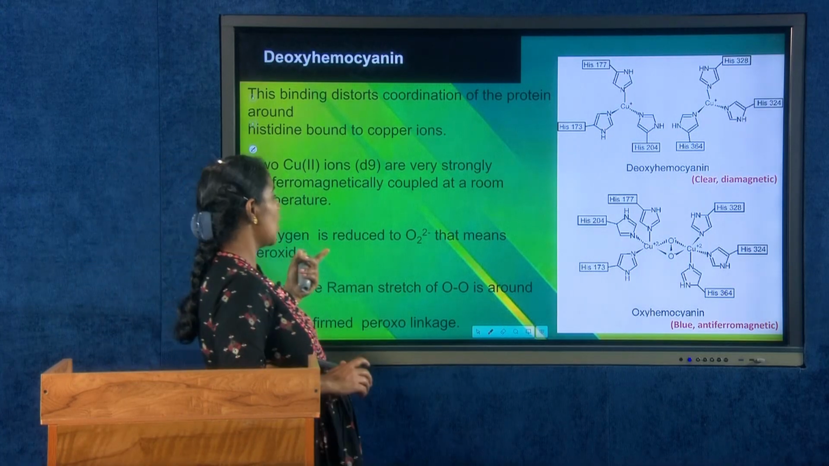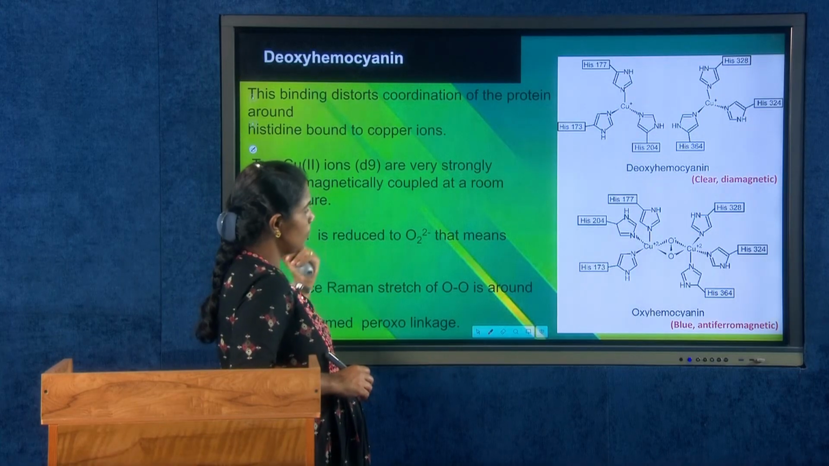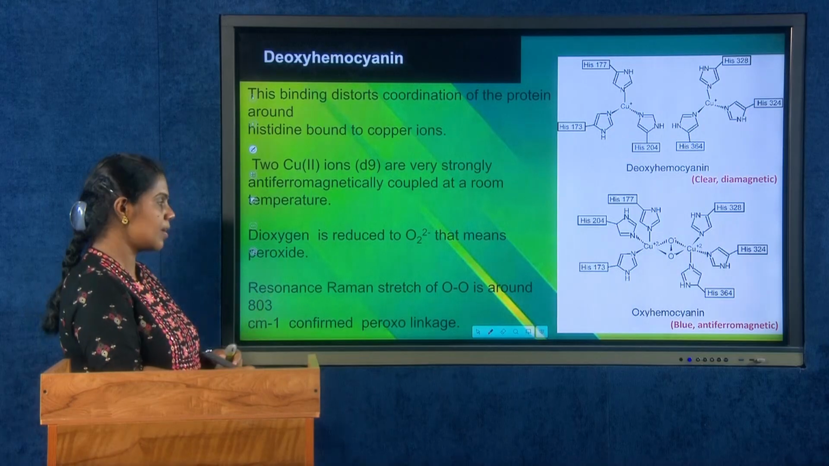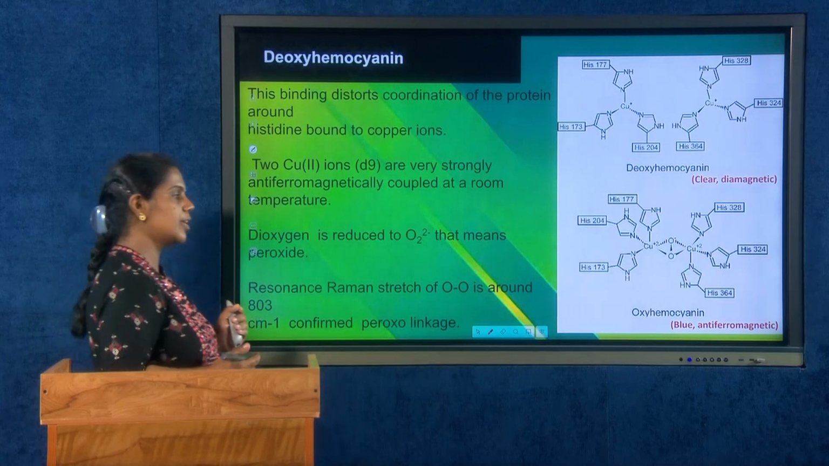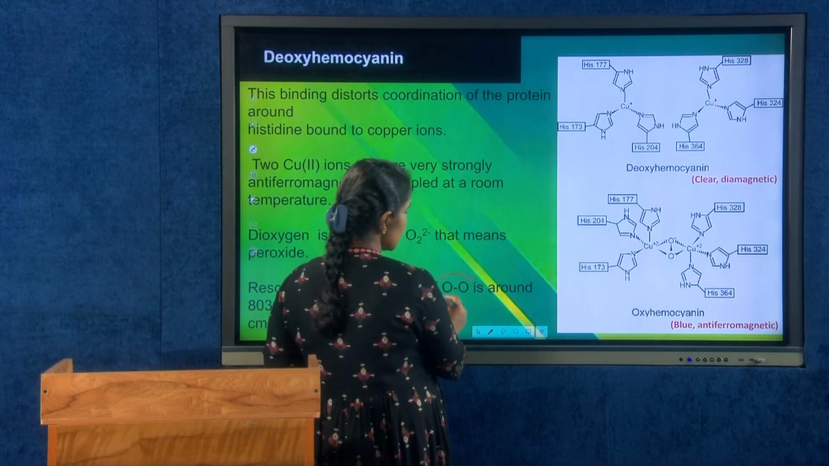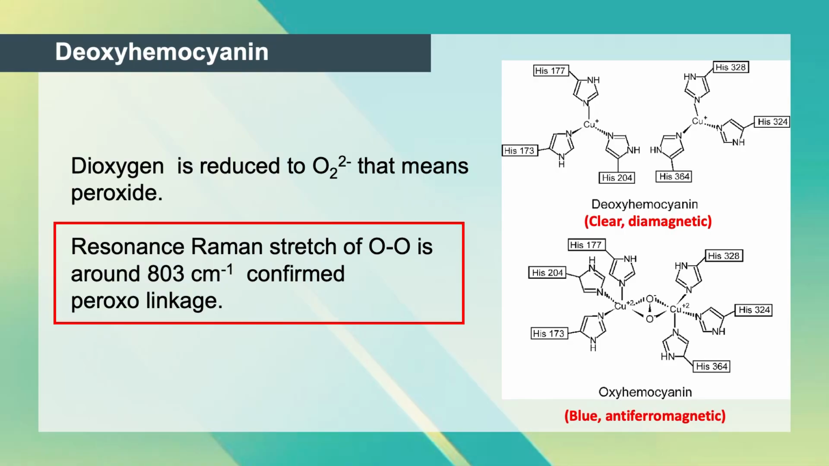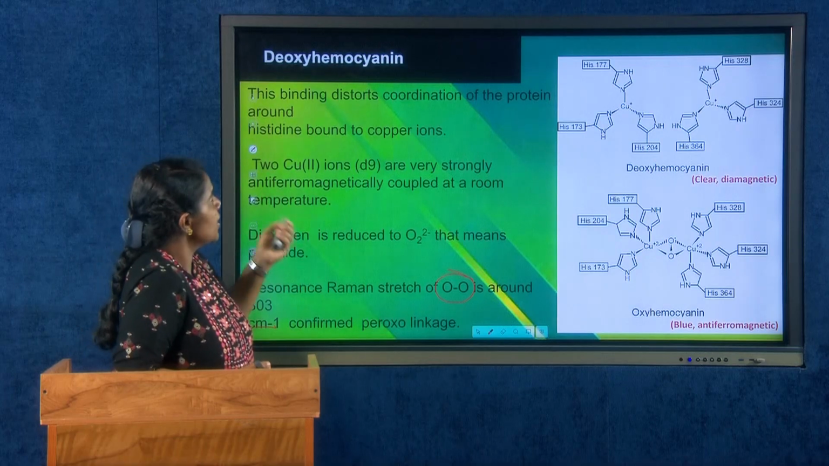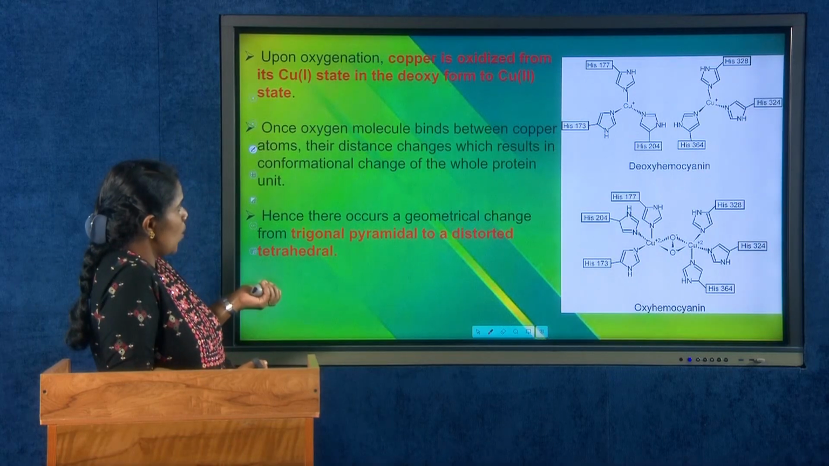We can see that the oxygen is getting reduced to the peroxide form. The evidence was obtained from the resonance Raman spectroscopy, where the oxygen stretch was found to be 803 centimeter inverse, which confirmed the peroxo linkage. Let us discuss the oxygenation of hemocyanin once more.